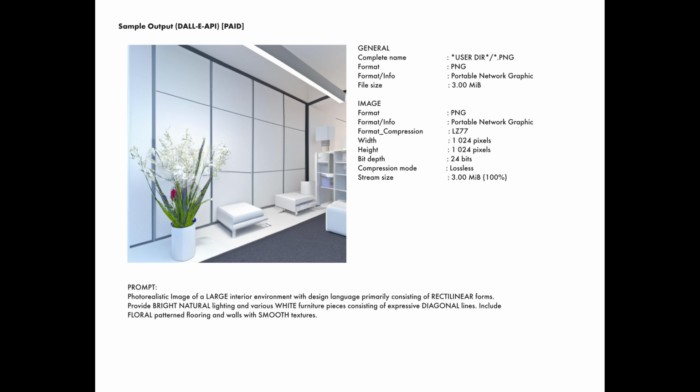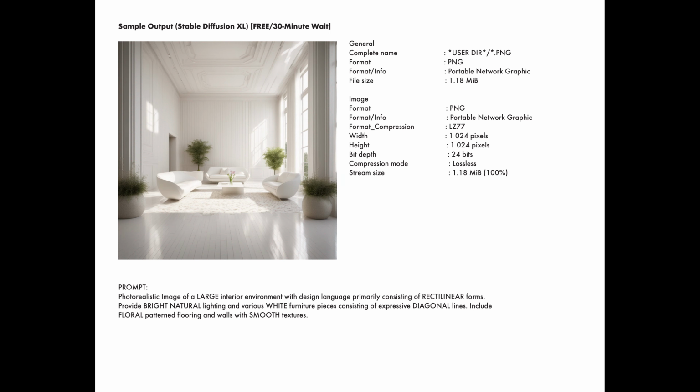So I'm going to very quickly go through these. This just gives you an idea as to the size and the general characteristics of the files that are produced by each one of these AI models. This first being the DALL-E API. The second being the Stable Diffusion XL, and this should not be confused with Stable Diffusion. Stable Diffusion XL is actually a new model that recently came out and has increased capabilities.